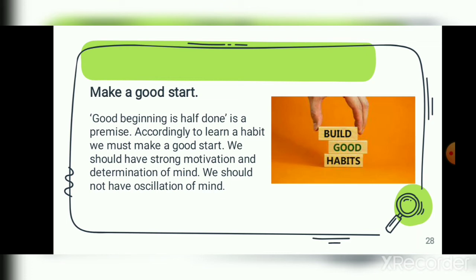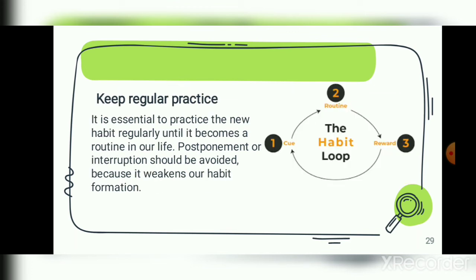Good beginning is half done is a premise. Accordingly, to learn a habit, we must make a good start. We should have a strong motivation and determination of mind. We should not have oscillation of mind. In contemporary developmental psychology, children's learning is seen as being limited only by their lack of experience and accumulated knowledge.